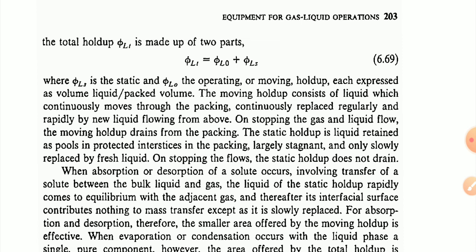The moving holdup consists of the liquid which continuously moves through the packing, continuously and rapidly replaced by new liquid flowing from above. On stopping the gas and liquid flow, the moving holdup drains from the packing. The static holdup is retained as pools in protected interstices on the packing, largely stagnant and only slowly replaced by fresh liquid. On stopping the flow, the static holdup does not drain. There are also equations for these.